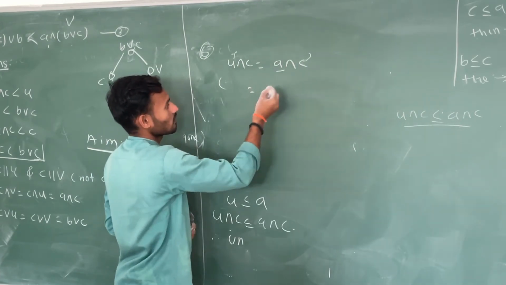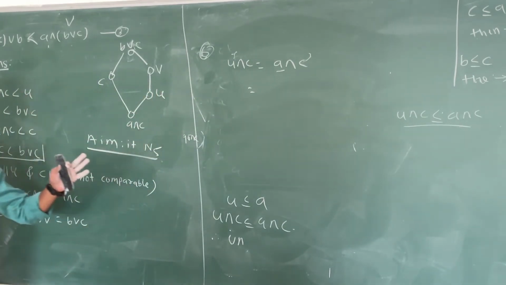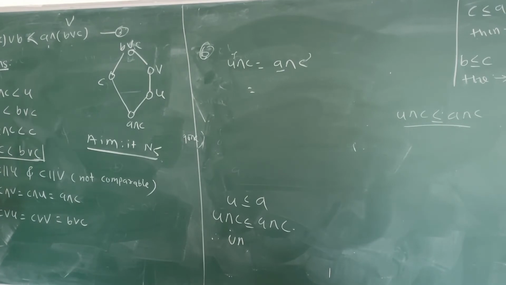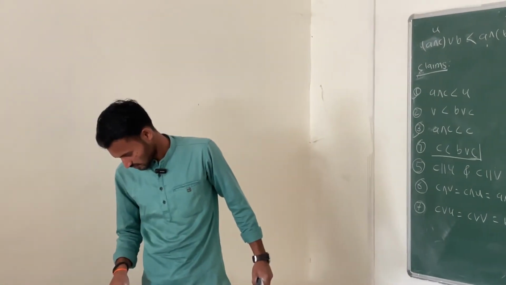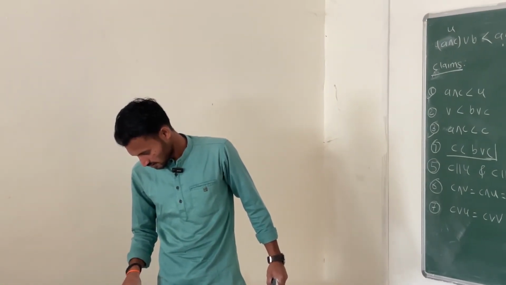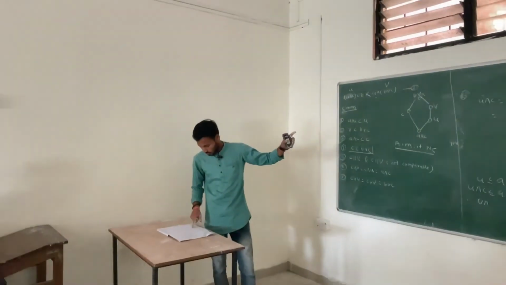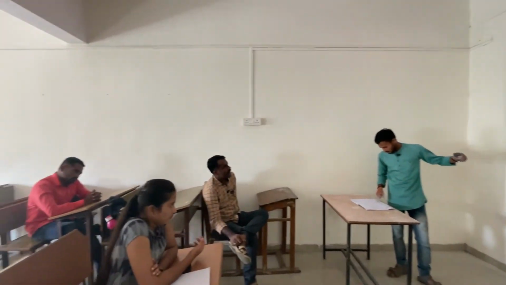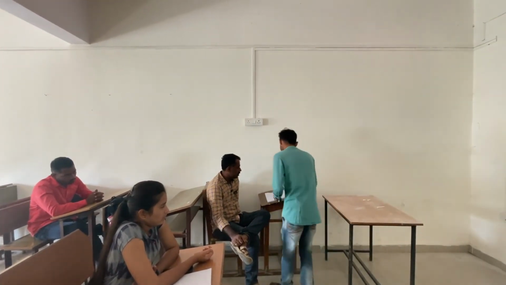What is the value of A? We have proved just now that U meet C is equal to A meet C. Now you prove that it is equal to C meet V. You find the C meet V value and show that it is equal to A meet C.